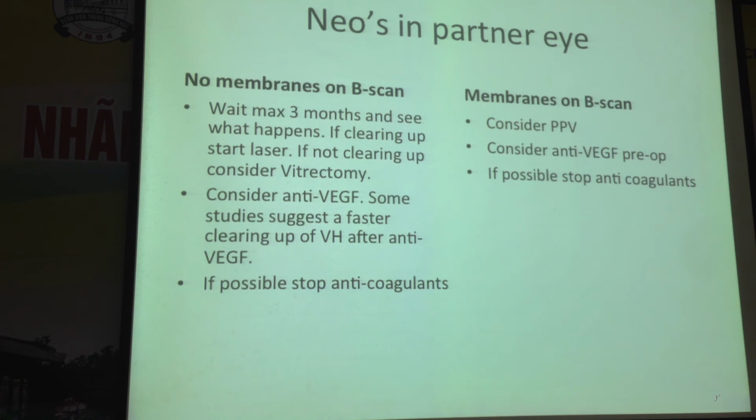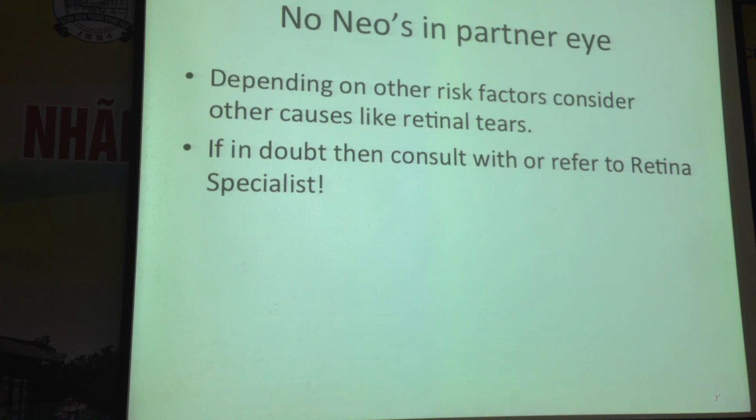If there are membranes on the B-scan, consider doing a vitrectomy sooner rather than later. Normally, if I have a patient with a vitreous hemorrhage and membranes, I do anti-VEGF 1 week pre-op and stop the anticoagulants. If there are no neovessels in the partner eye, of course, I'm coming back to this, consider other causes. If you're in the periphery and you're not sure what you're seeing, just email or consult with a retinal specialist, ask him how to proceed.